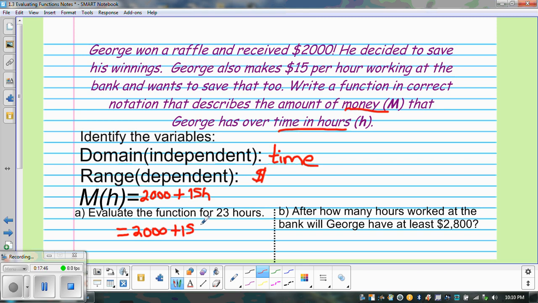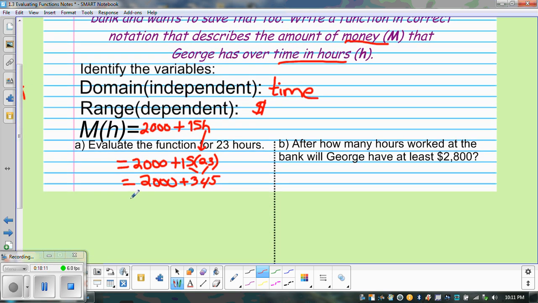So just like the beginning of your notes, we're going to take a moment, and where the variable is the h, we are going to sub in the 23. We are then going to multiply first, because in order of operations, multiplying comes first. 15 times 23 is $345. You can either calculate that on your calculator, or you could write it by hand on your paper.